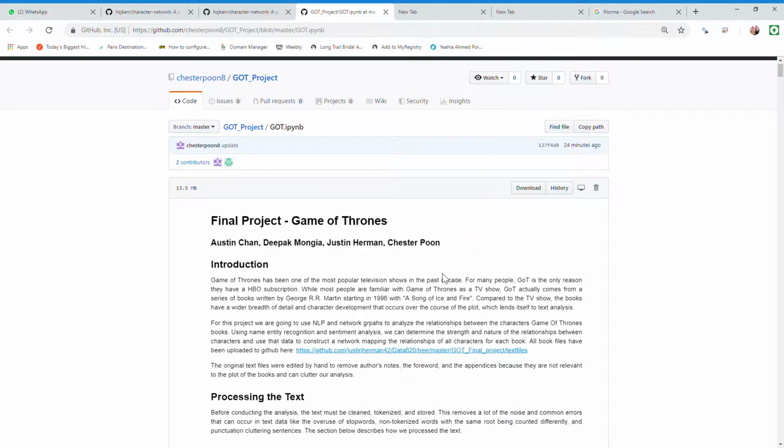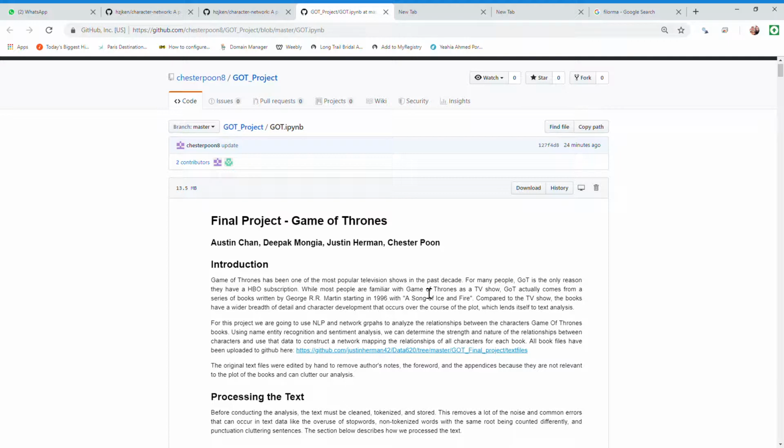Hi, so this is our final project. It's by Austin, Deepak, Justin, and Chester. For this project, we decided to build out a name recognition software via Spacey and graph out the relationships in the Game of Thrones book series.